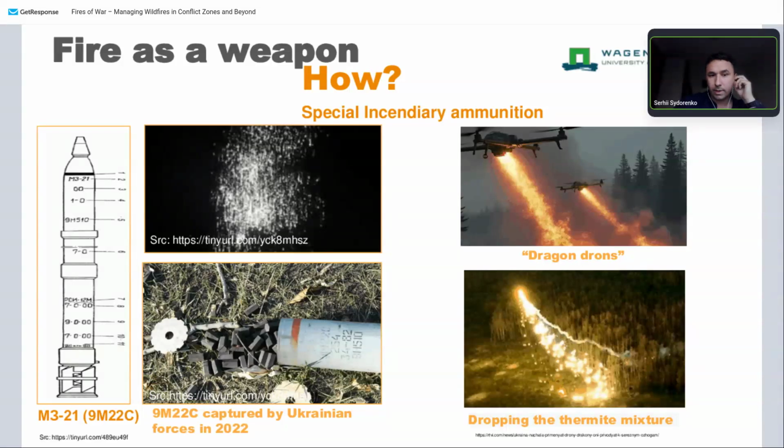And in the next years of the war, Dragon drones appeared. It is a combination of heavy agricultural drones that can hold more than 10 kilograms of liquid, but instead of pesticides, they use thermite liquid, and it burns everything under any condition. So it doesn't depend on weather anymore. And on that slide, you see how it is actually used.